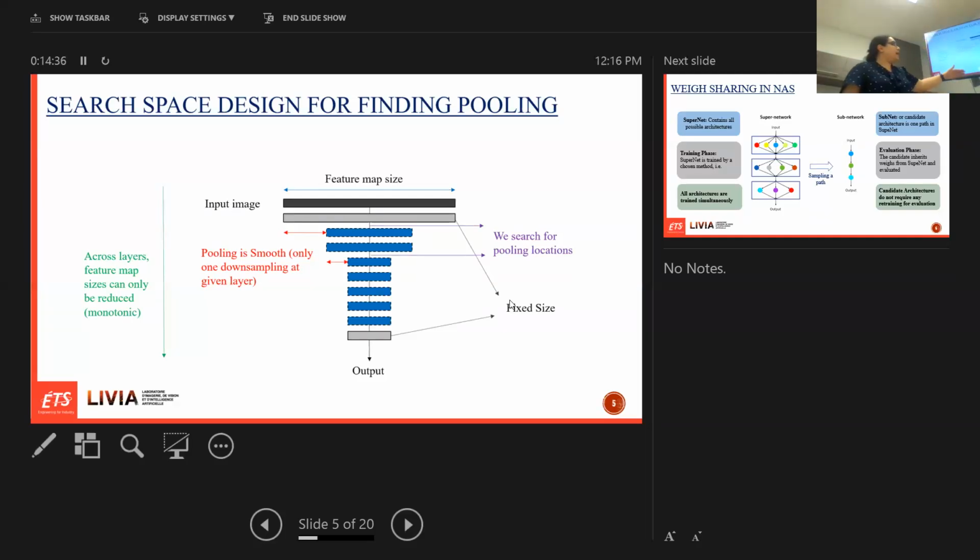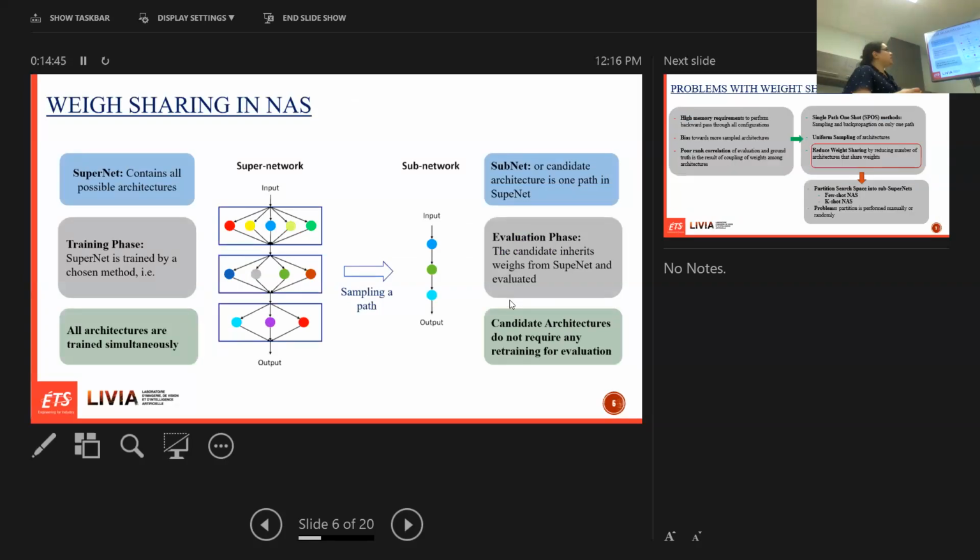So this is an example architecture that you see here. We talked about weight sharing and how it is more efficient than traditional methods. Basically, weight sharing uses a super network, or SuperNet, that contains all the possible architectures. So it basically contains the whole search space.